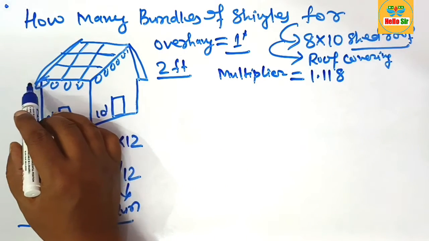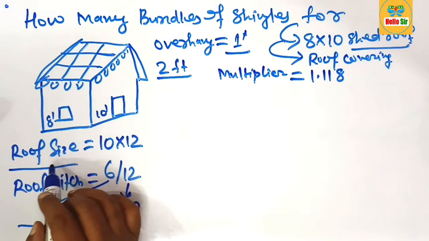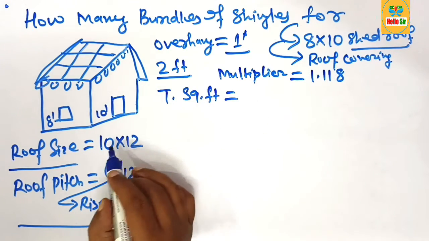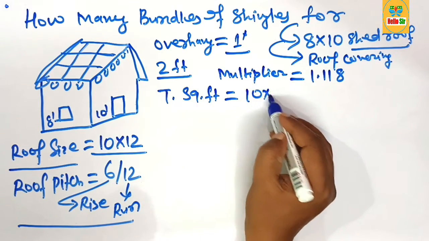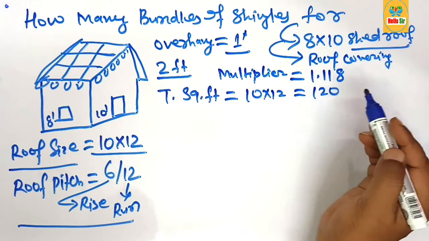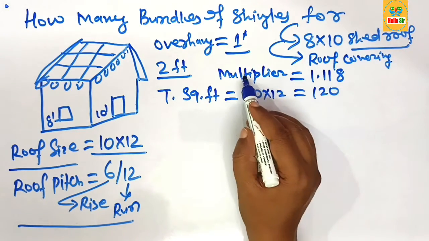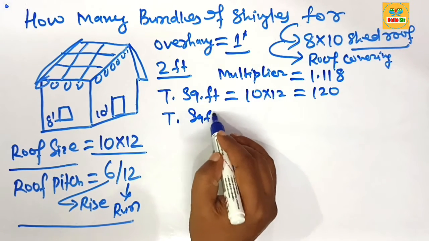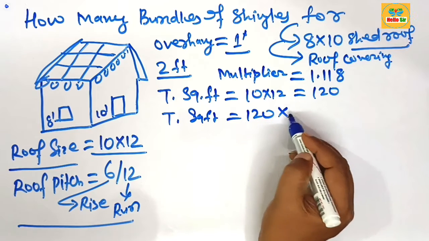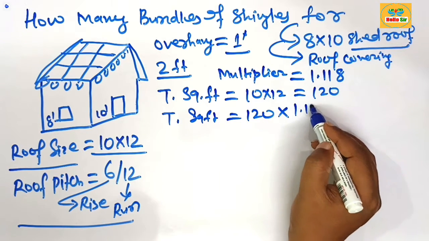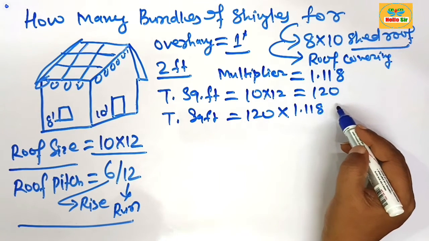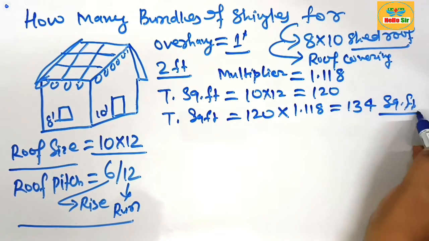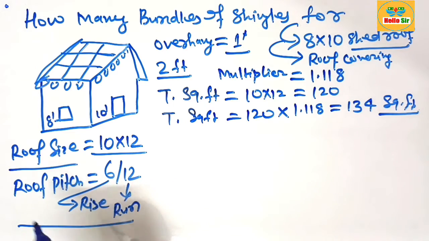First figure out the total square footage of the roof structure. Total square footage of this roof size, that is 10 by 12, will come to about 120 square foot, and multiply that by the multiplier for the roof pitch. That's why total square footage 120 multiplied by 1.118 will come to about 134 square feet of area for the roof size.